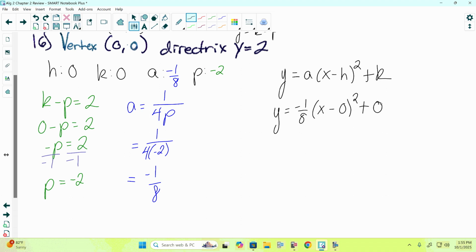That is the correct answer, but we can actually write it a little bit nicer. Because x minus 0 is just x, so we can simplify that to just x squared. The plus 0 on the outside doesn't add anything. So we can really simplify this equation down to just y equals negative 1/8 x squared. That's it. Questions on this here?